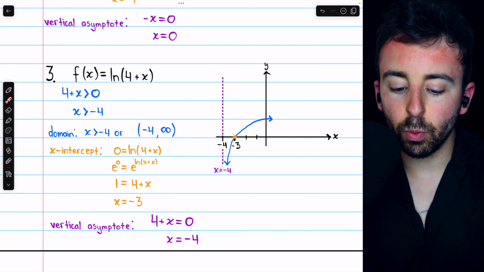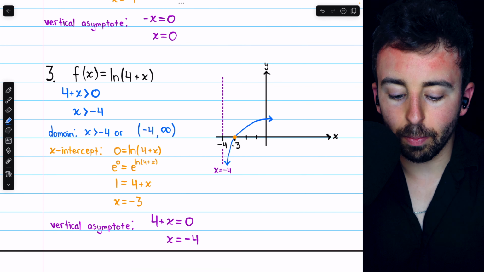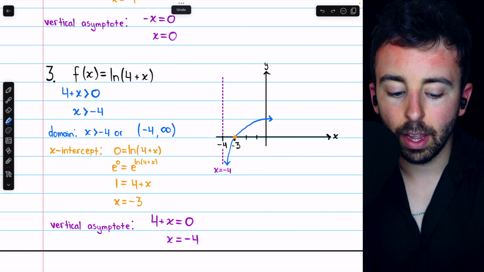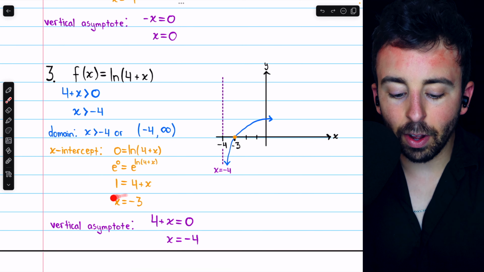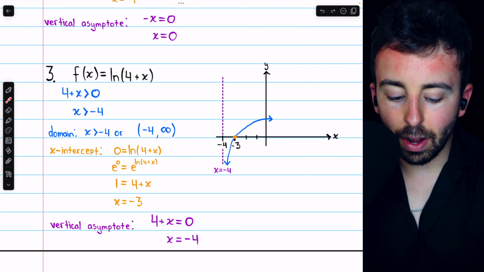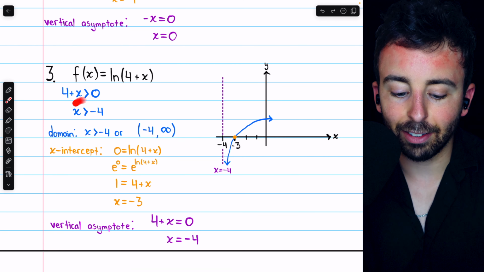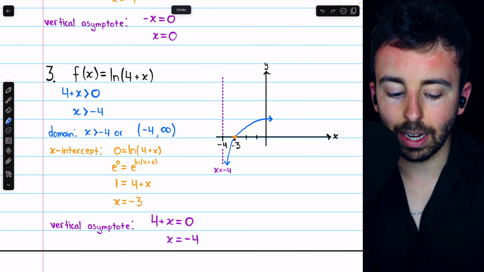For the x-intercept, we can take the function ln of 4 plus x and set it equal to 0 and solve, or you could just jump straight to setting the argument 4 plus x equal to 1, in which case we solve by subtracting 4 from both sides and find that x equals -3. Finally, the vertical asymptote, that's just like the boundary of the domain. If x has to be greater than -4, our vertical asymptote must be x equals -4.